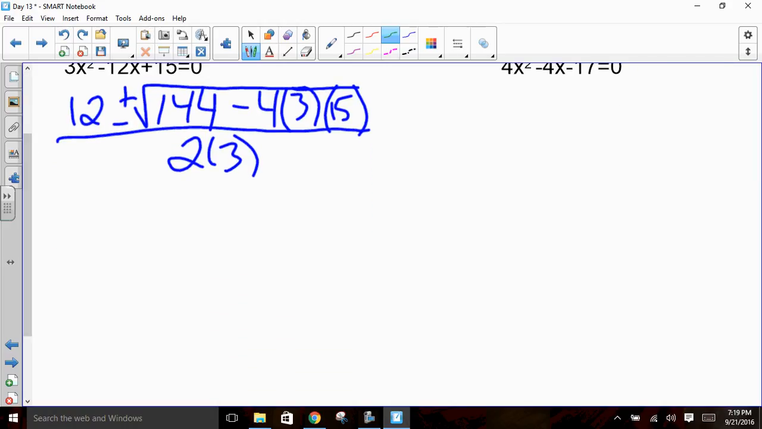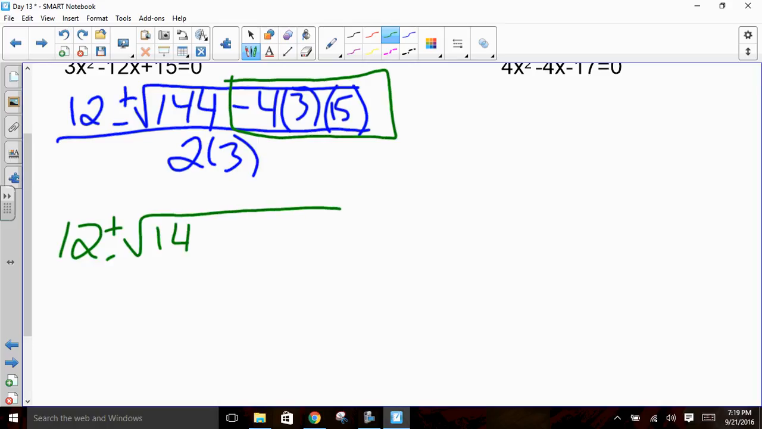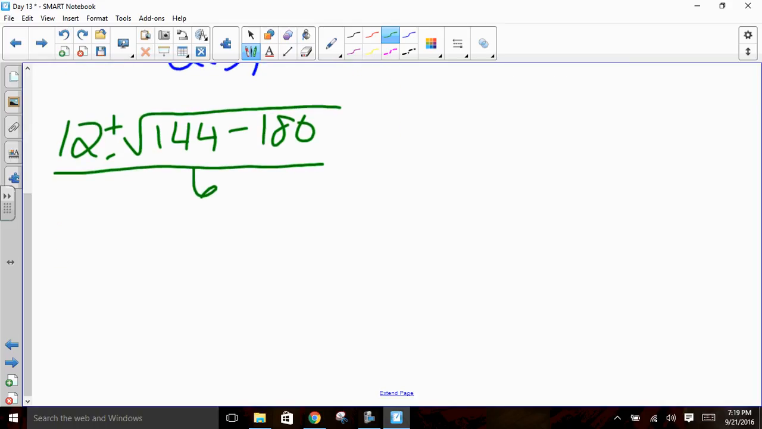So again, in my calculator, I'm going to multiply all 3 of these numbers together. When I multiply negative 4 times 3 times 15, I get negative 180. So underneath that square root, I'm going to have 144 minus 180 all over 6, because 2 times 3 gives me 6. When I take 144 minus 180, I get negative 36.